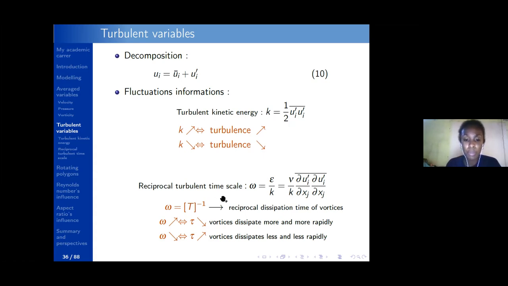And the reciprocal turbulent time scale has the unit of the inverse of time. So it is the inverse of the time after which vortices or eddies disappear. We've seen in the turbulence characteristics that the vortices dissipate into smaller vortices. So omega is the reciprocal dissipation time of eddies. When omega increases, vortices dissipate more and more rapidly. And when it decreases, eddies dissipate less and less rapidly. They tend to persist.